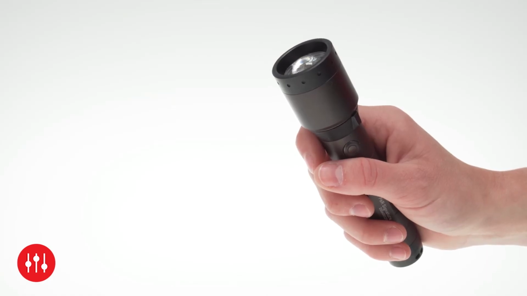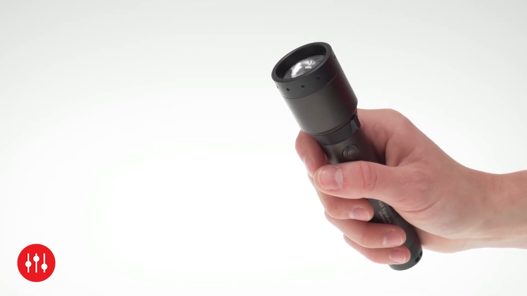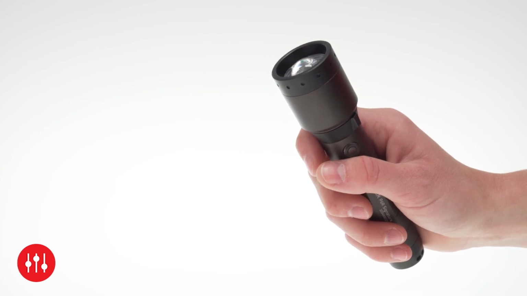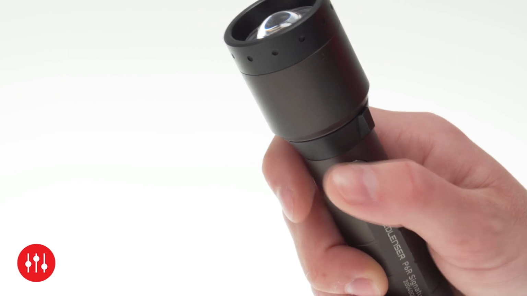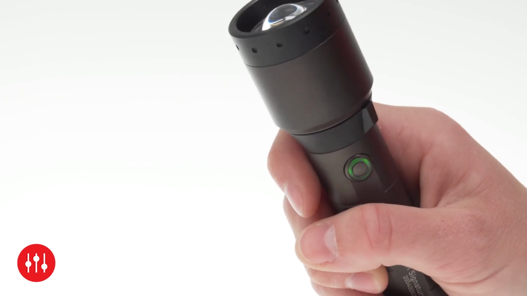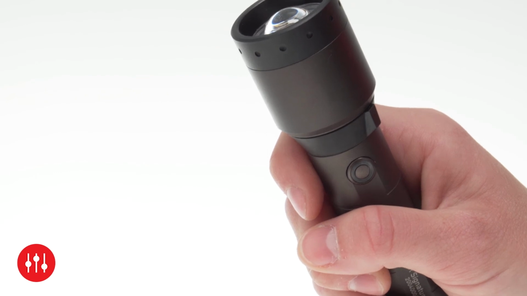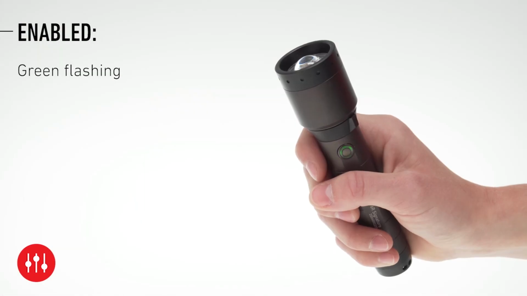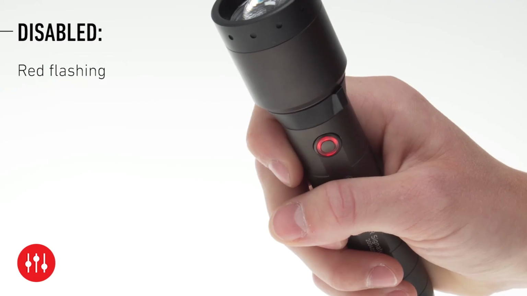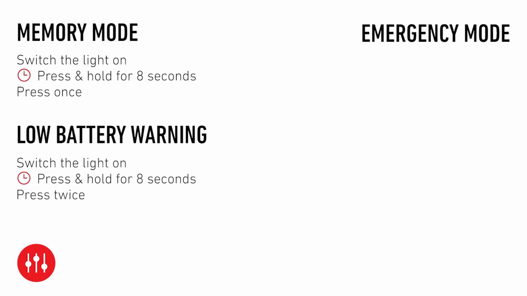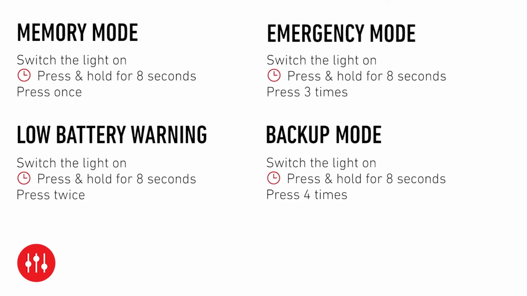The emergency mode and the backup mode can be activated and deactivated in the same way. For the emergency mode, you must press the switch 3 times after holding it pressed for 8 seconds. For the backup mode, you must press the switch 4 times. Successful activation is indicated by the switch flashing green twice, and deactivation is indicated by flashing red twice. Here's a short summary to show you the steps needed.